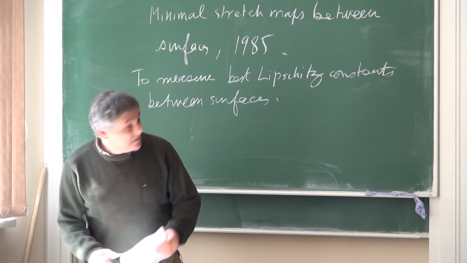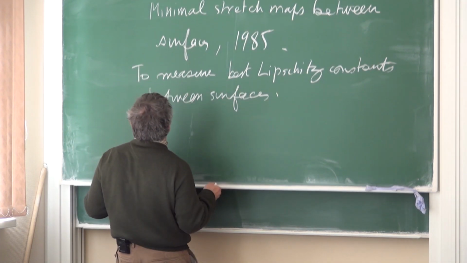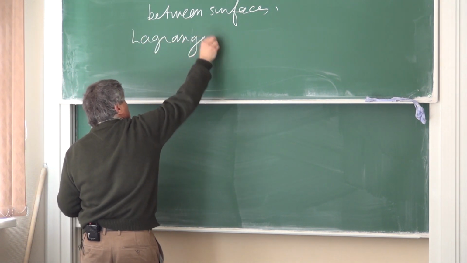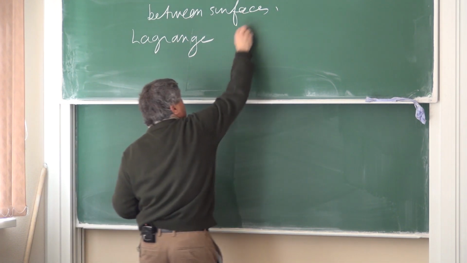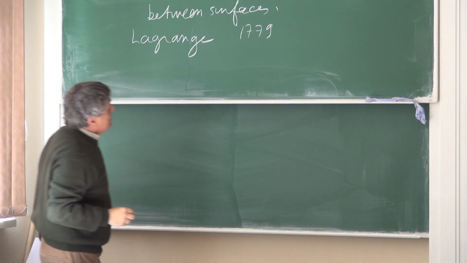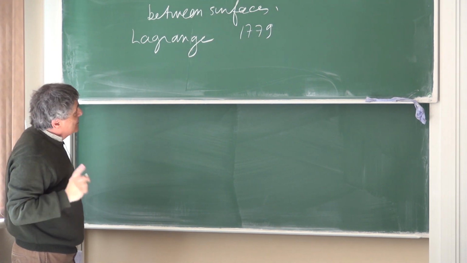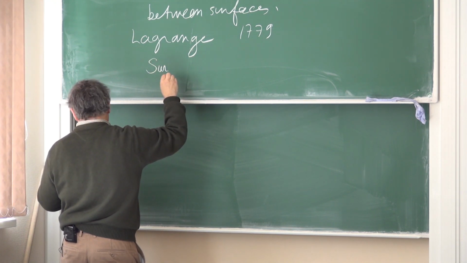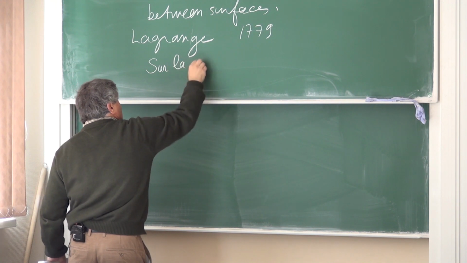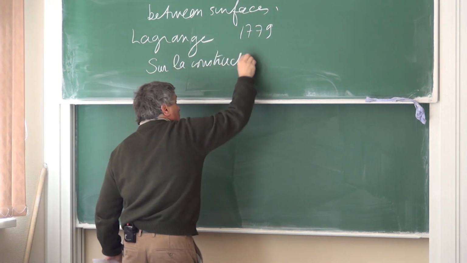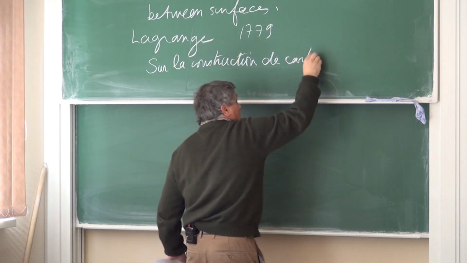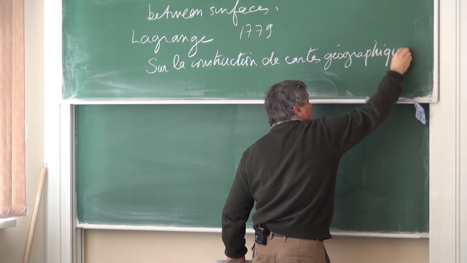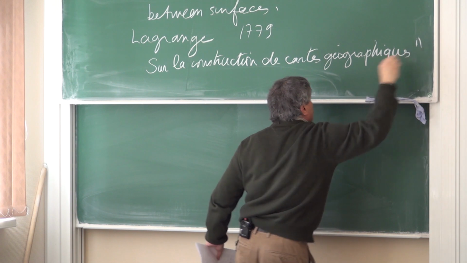So let me mention three predecessors. One of them is Lagrange, in a paper he wrote in 1779. In fact, there are two papers which carry the same name, and the title of the paper is "Sur la construction de cartes géographiques." So I think you can read this even if it's French.